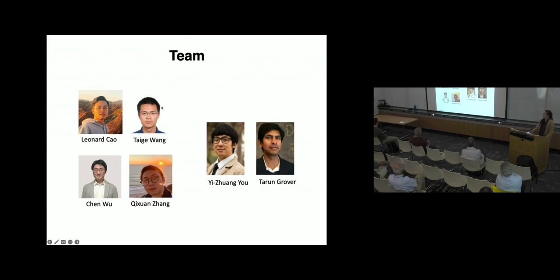Taiga is a condensed matter theory student at UC Berkeley who developed some of the models that have really guided our microscopy work on topological states of matter. And then on the materials side, Kixuan is leading our experimental effort on moiré superlattices. I'd also like to acknowledge insightful discussions and collaborations with theorists Yizhuang Yu and Tarun Grover, who are faculty colleagues at UCSD.